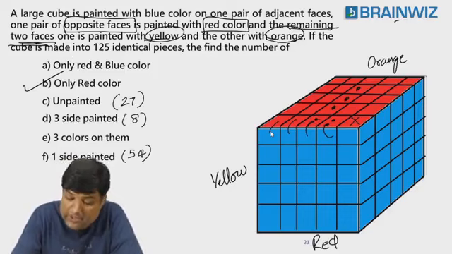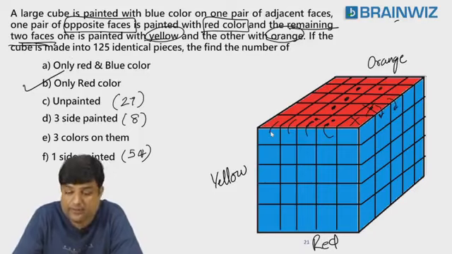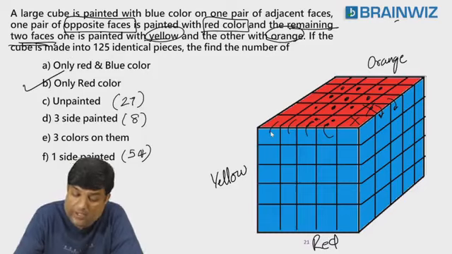Is this only red? Yes, sir. Is this only red? No, sir. It has a touch of blue here. No. Is this only red? Yes, sir. This is only red. Only red. So these are all only red. Backside is a touch of orange.